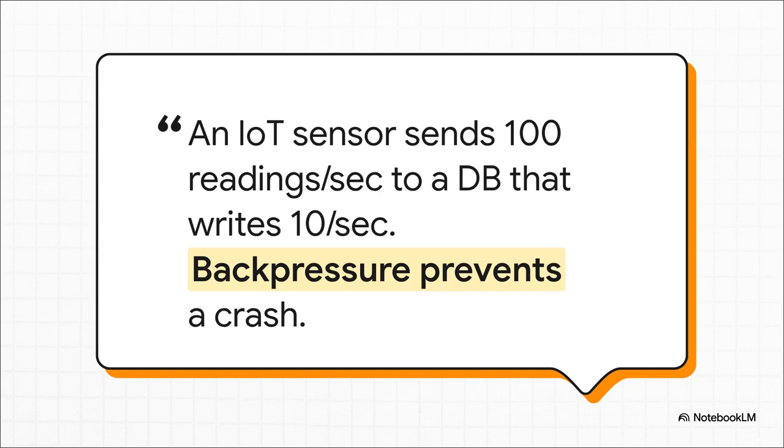Here's a perfect example. Imagine you've got an IoT sensor that's firing off 100 readings every single second. But the database it's writing to can only handle 10 writes per second. Without back pressure, that database would get flooded and the whole system would crash. But with back pressure, the database can signal its limit and the system can react gracefully, maybe by buffering the data or even dropping some if it has to. It's what makes reactive systems so incredibly resilient.